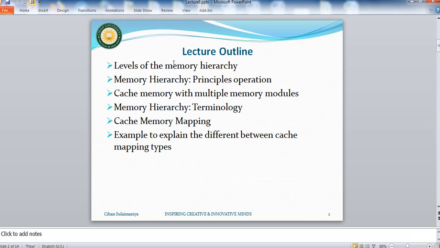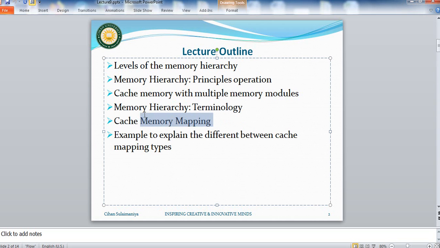So first of all, this is the lecture output: levels of memory hierarchy design, memory hierarchy principal operation, and cache memory with multiple memory models. Then we are going to go for memory hierarchy technology, and one of the important topics is cache memory mapping. We are going to handle it today.